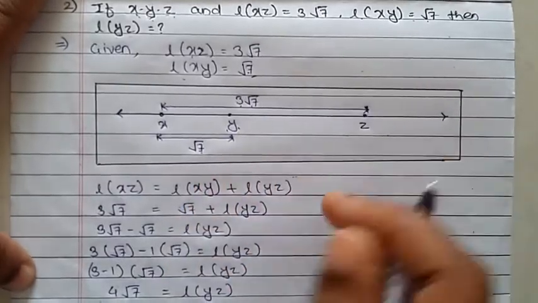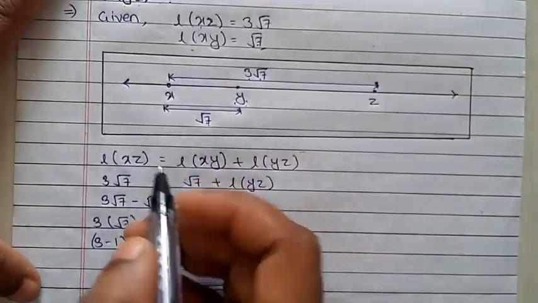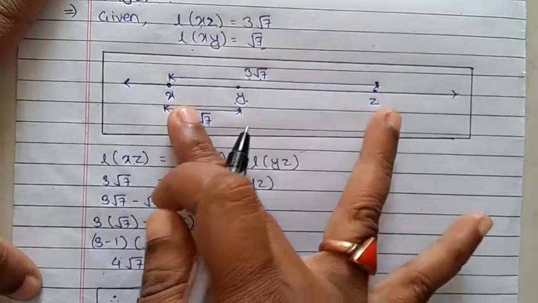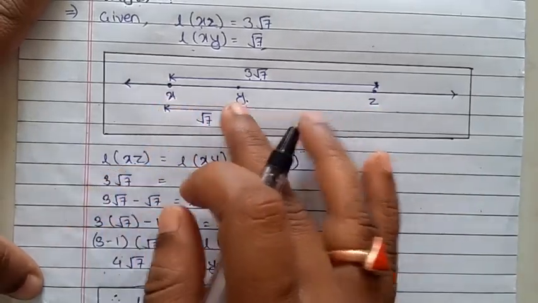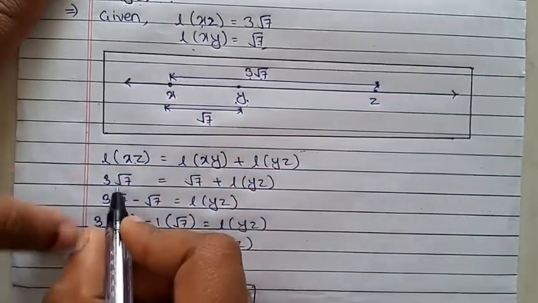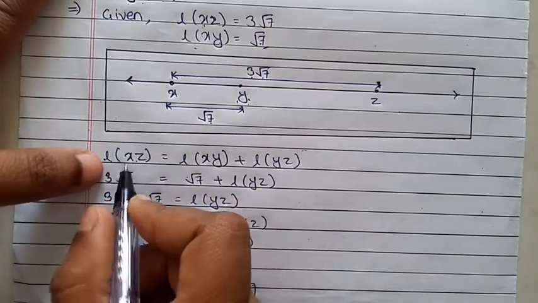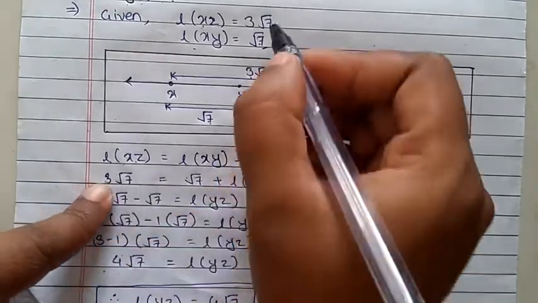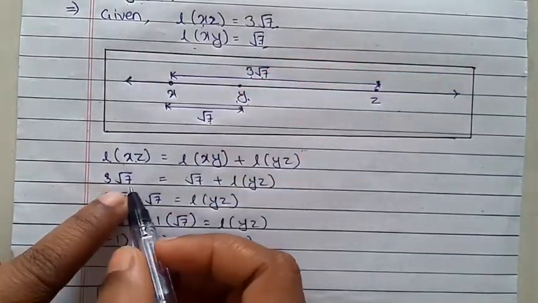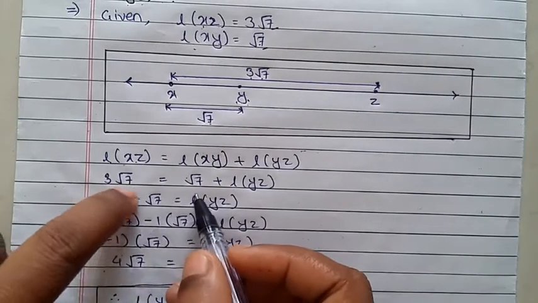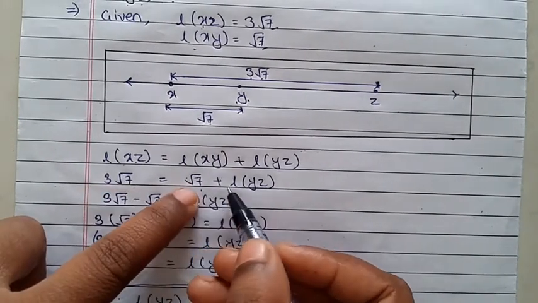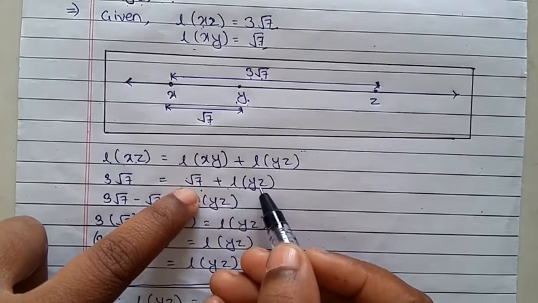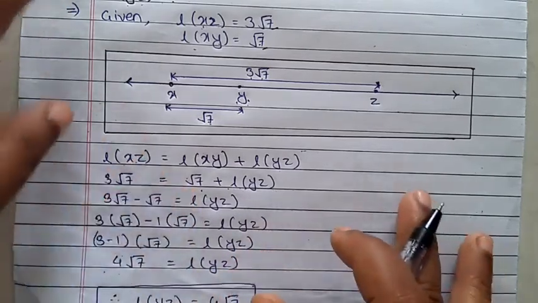How to find this? Just write down the length of XZ is equal to length of XY plus length of YZ. So put the values accordingly. The length of XZ is 3 into √7, which is equal to XY, that is √7, plus length of YZ.